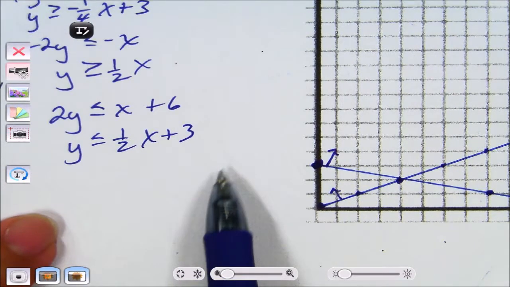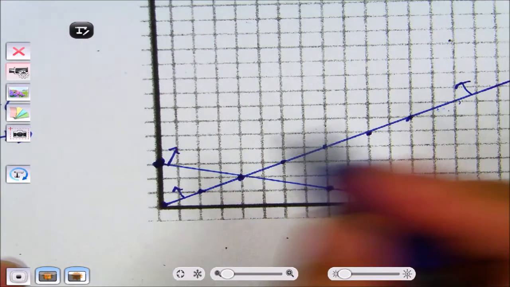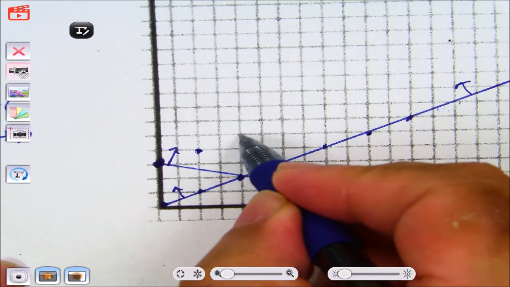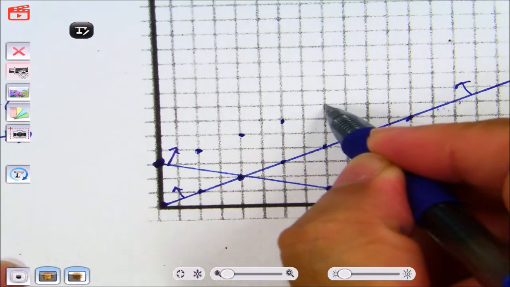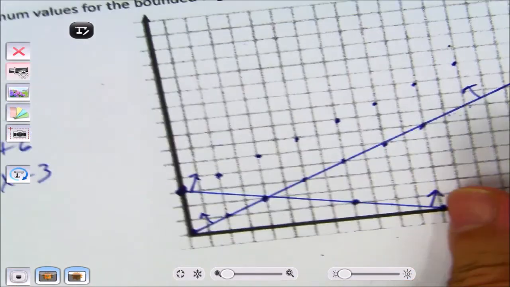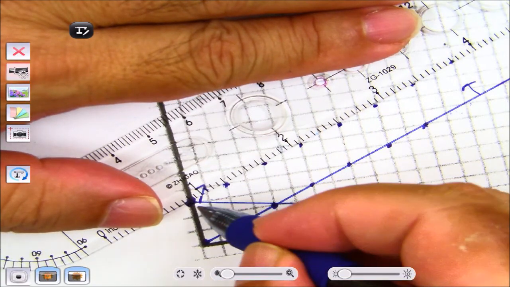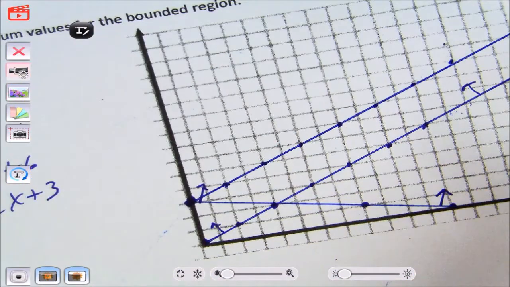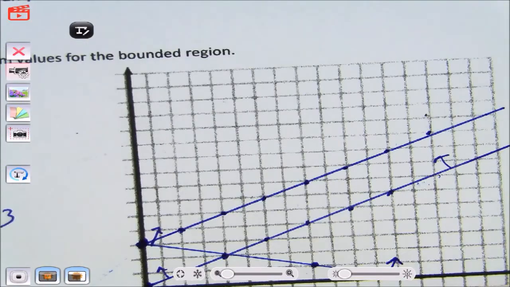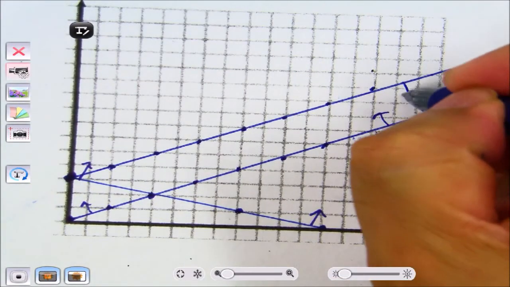Alright, let's do the other one. Let's do the 1/2 x plus 3. So I have a y-intercept of 3. Half x, so it's up 1 over 2. Up 1 over 2, so it's parallel to the other one. Okay? But this one is less than, so it's going to shade downwards. So I'm going to shade towards the other one.